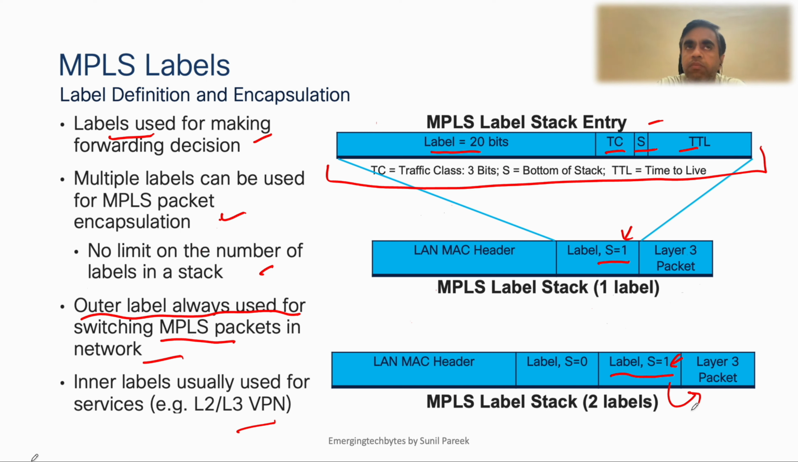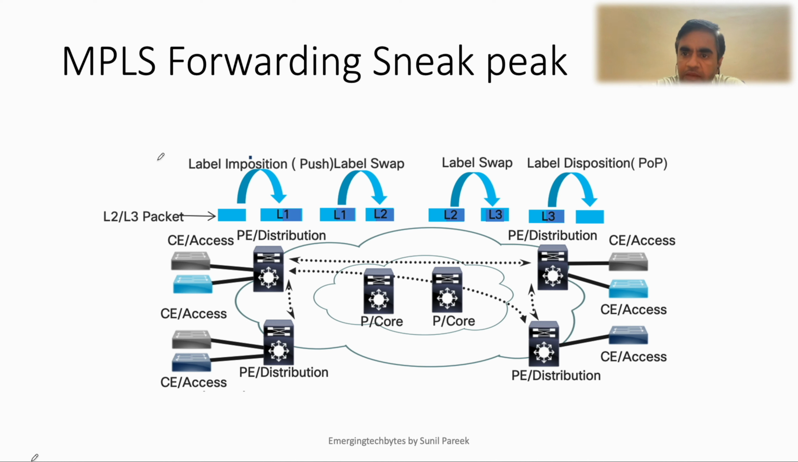Now, I'm talking about this label, I'm talking about this forwarding decision. Let's just look at a sneak peek at a very, very high level, let's say some 30,000 feet view of MPLS based forwarding. And this is again for my beginners. Advanced users can just fast forward it.